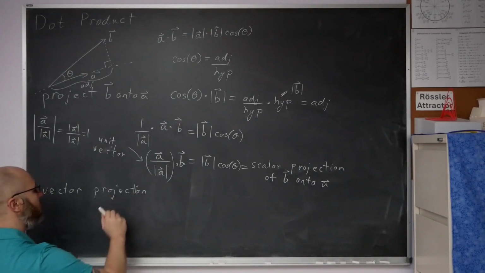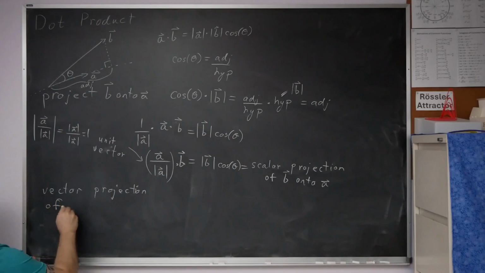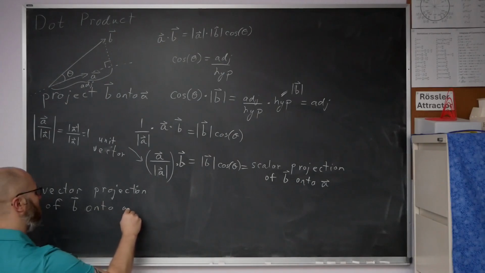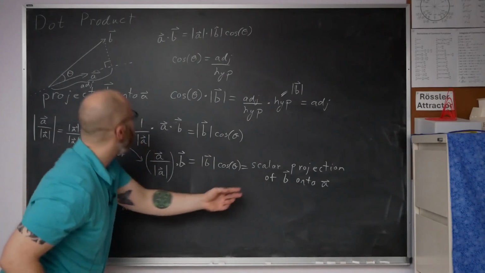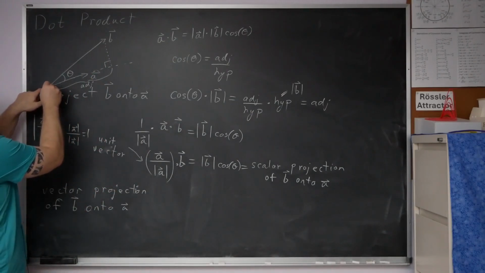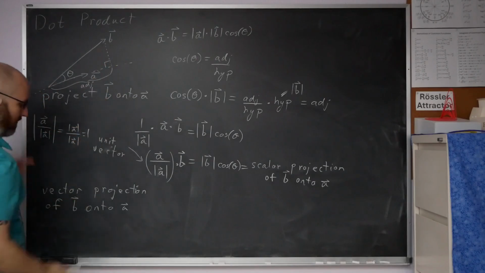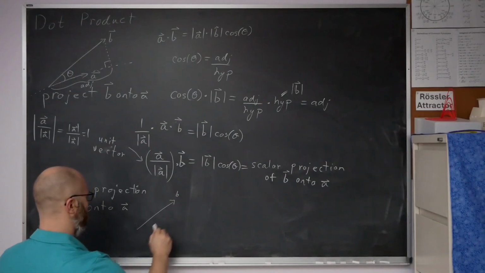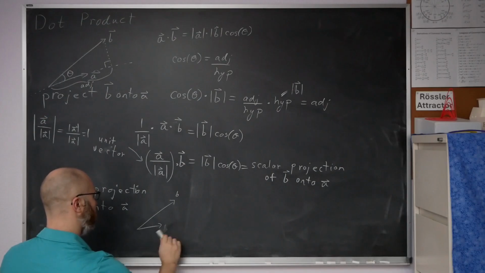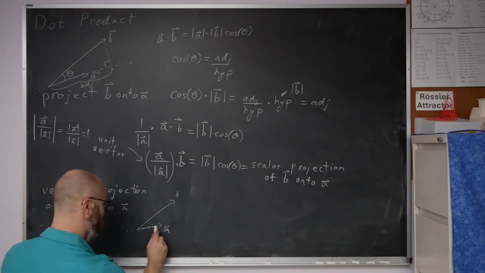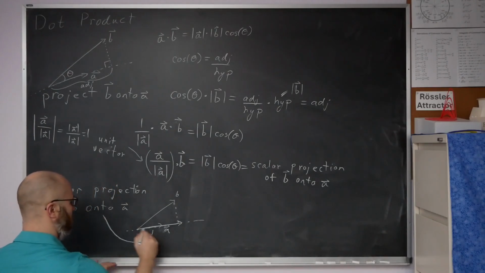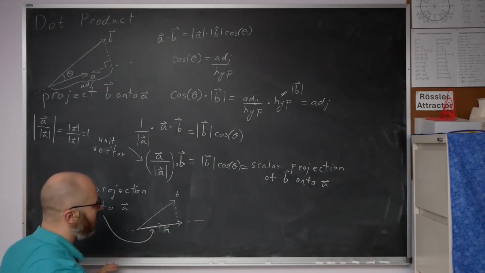Writing's a little bad there. Of B onto A. So for that one, instead of getting a scalar, we want to actually get the vector, so from here all the way to here. All right, so if I draw a little picture for that. Oh, sorry, A. And I have my dashed line, right triangle, then this will be the projection of B onto A. That vector right there in the direction of A.